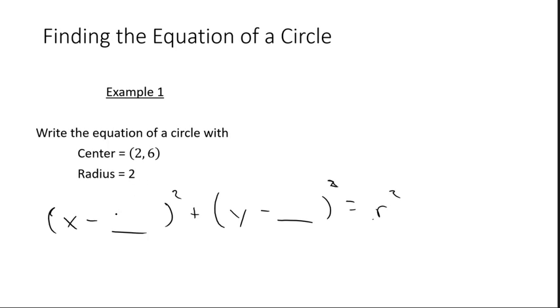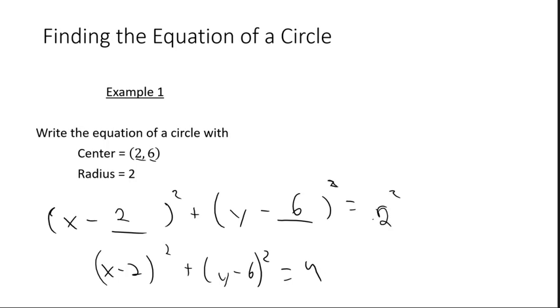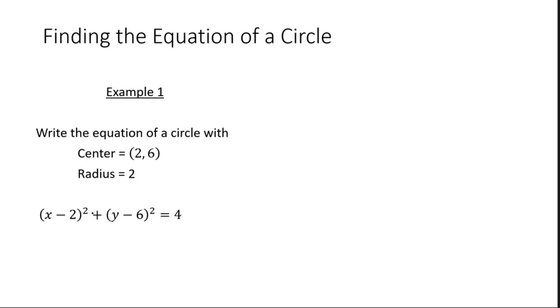All right, so basically the numbers that go here and here would be the 2 and the 6. The radius is 2, so we have 2 squared, and that's going to be your equation. So you have (x minus 2) squared plus (y minus 6) squared equals 4. All right, so this would be our equation, and we can verify because this sign needs to be opposite of this, and this sign needs to be opposite of that.